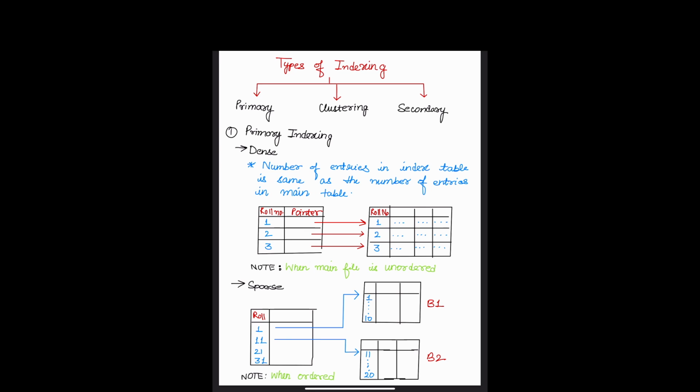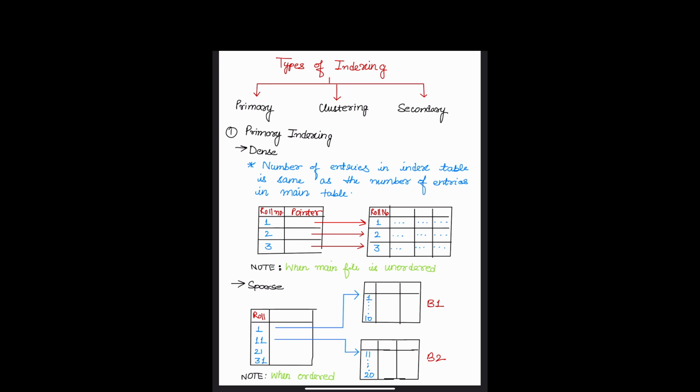Let's talk about what dense indexing is. Dense indexing is such that for each record in the main table, I am going to have an index entry in the index table as well. That means if I have 10 records in one particular main table with the primary key column as roll number, then obviously I'm going to have those entries in my index table also. Dense indexing is mainly used when your main file is in unordered manner.